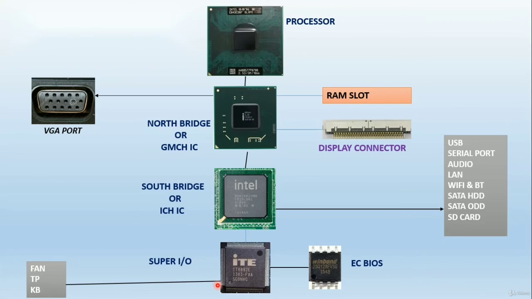Embedded controller BIOS is connected with the input-output IC. EC BIOS has firmware in it and it stores all the settings of the motherboard. The CPU initially accesses the BIOS IC and boots from it. If the BIOS firmware is corrupted or not working properly, the laptop cannot show any data on the display.